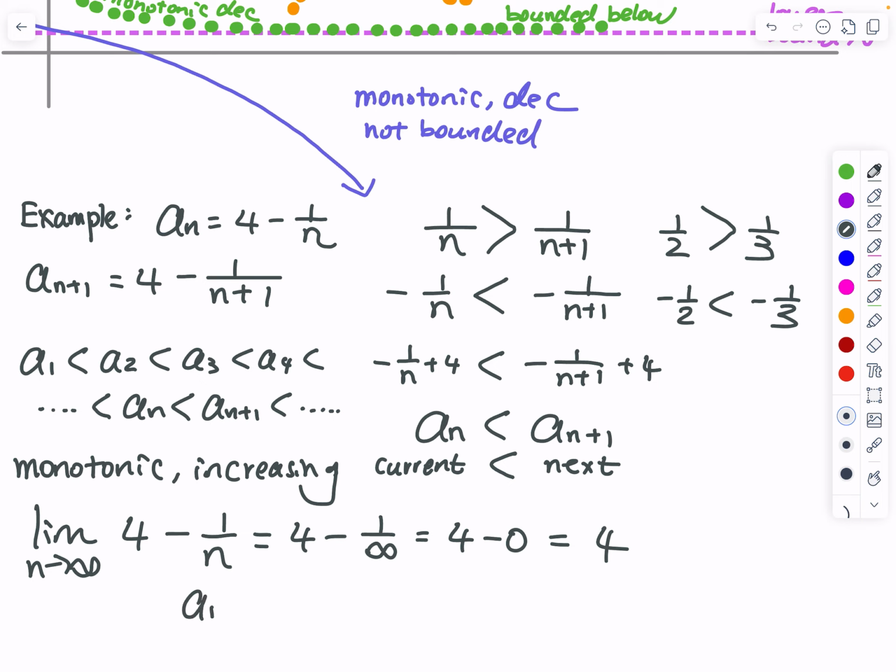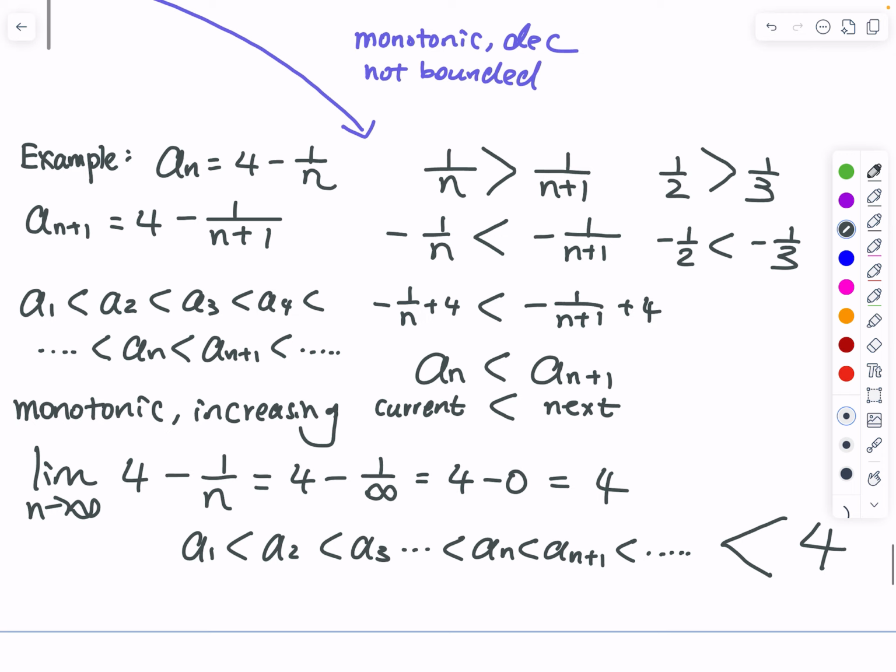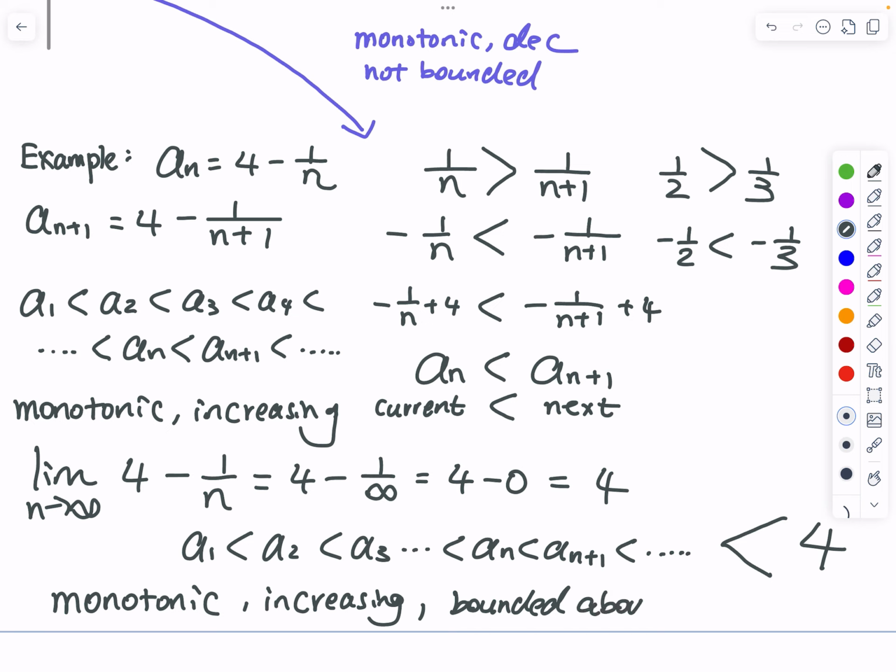So we can say A1 is less than A2 is less than A3, keep on going, less than AN, less than AN plus 1, and then keep on going. But all of this will be less than 4. So we say that this sequence is monotonic, increasing, and bounded above, and the upper bound is equal to 4. Okay, and that is one problem.